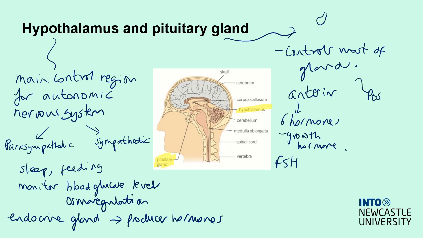The posterior part of the pituitary gland stores and releases hormones too, but it stores them, so it doesn't produce them. These are hormones that have been made by the hypothalamus. We've seen this before when we talked about ADH, that hormone that's involved in osmoregulation. It's produced by the hypothalamus, and then released by the posterior pituitary gland at the appropriate time.